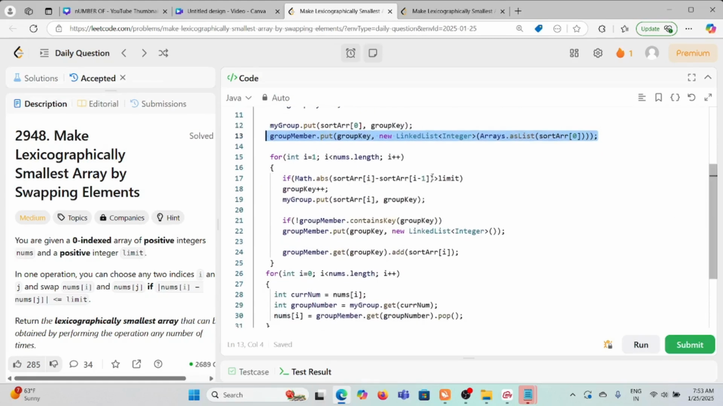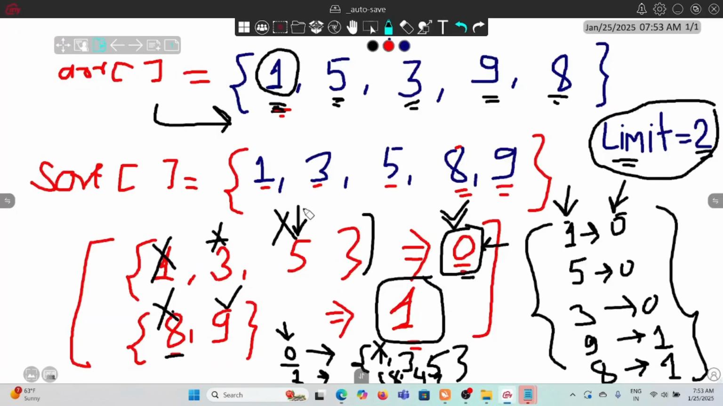So see here what we are doing. We are looking for the absolute difference between the ith and the previous i. We were doing it in this way. We started from 1, then at 3 we looked at the difference: 3 minus 1 we found 2, 5 minus 3 we found 2, but 8 minus 5 was 3.